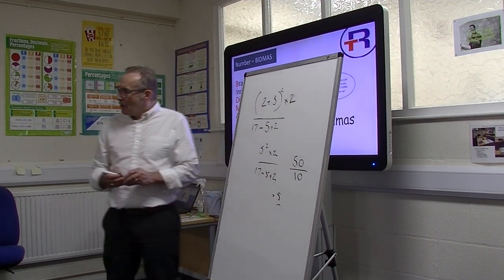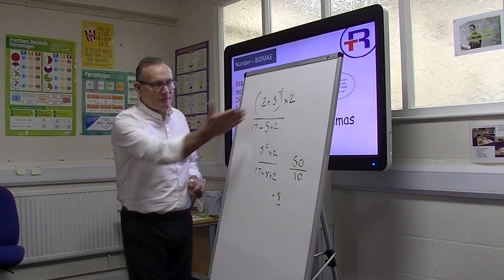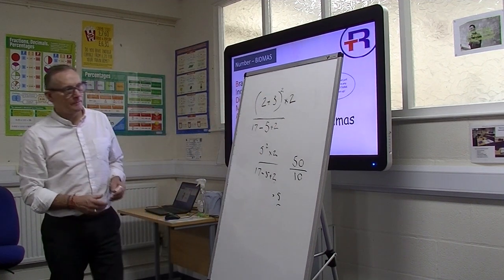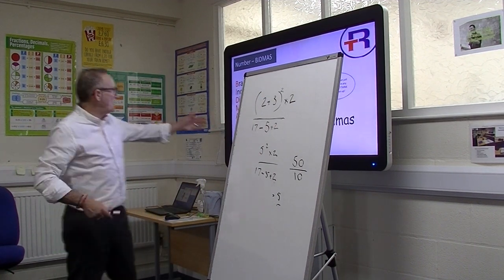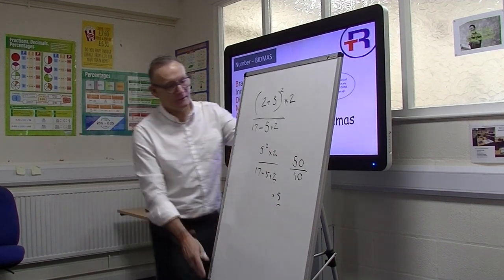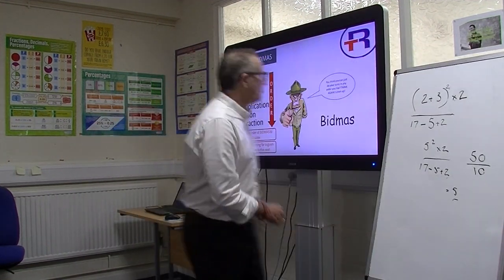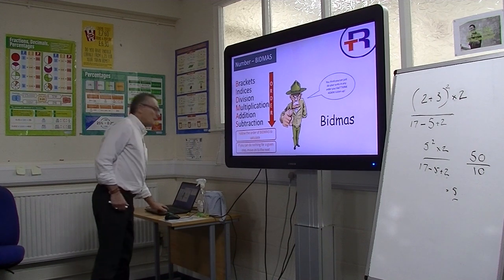So that's how they work. You must follow that BIDMAS rule. But that's what the components of BIDMAS are. That's how they actually work. Let's look at a couple of examples before I give you a couple to do.